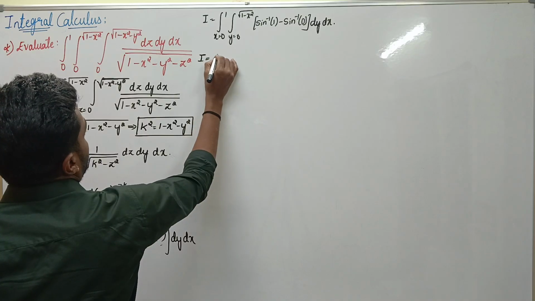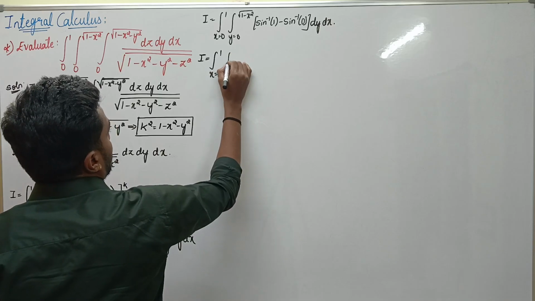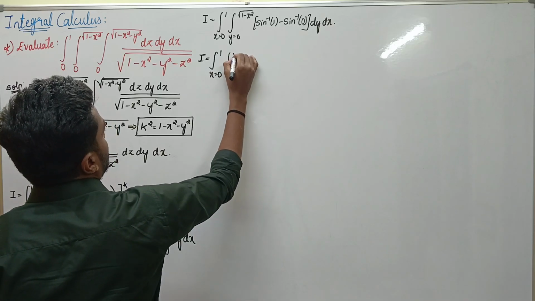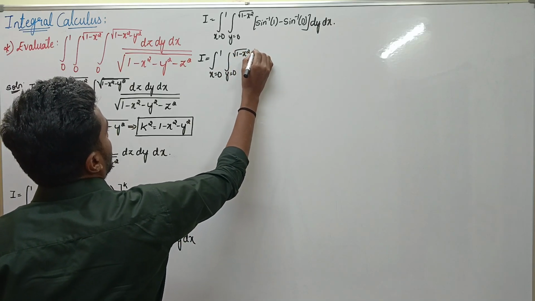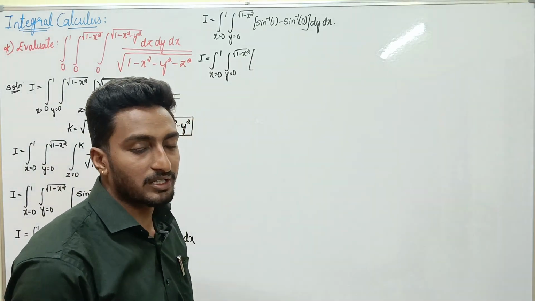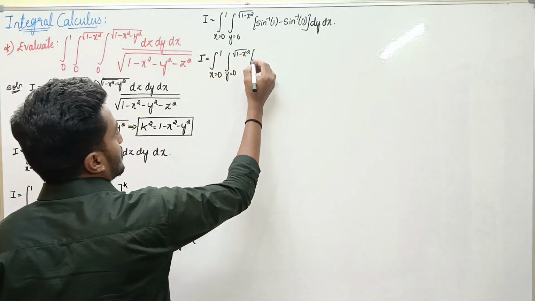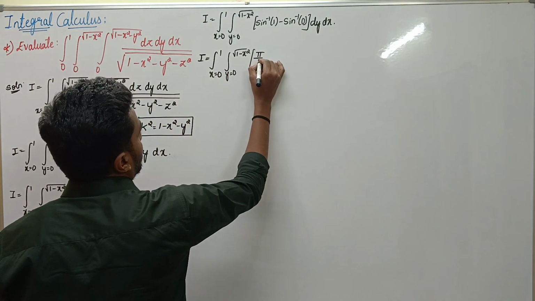I, which is equal to x varies from 0 to 1. Now y varies from 0 to root 1 minus x square, where sine inverse of 1, if you don't know the value of sine inverse of 1 or any value, just use the calculator, you will get the direct solution. Sine inverse of 1 is pi by 2.